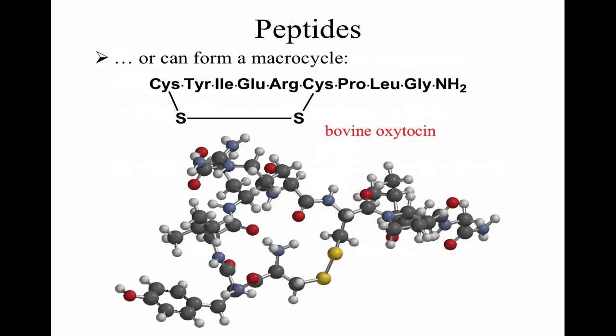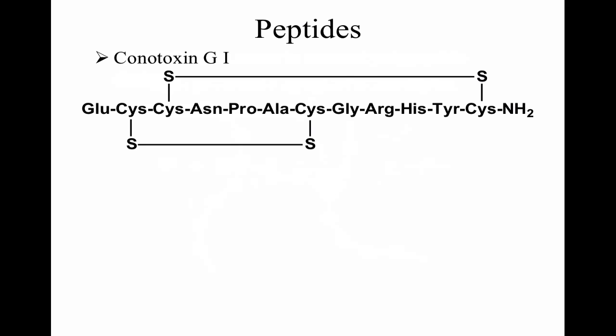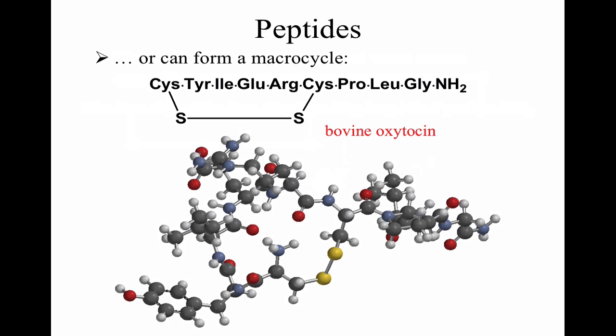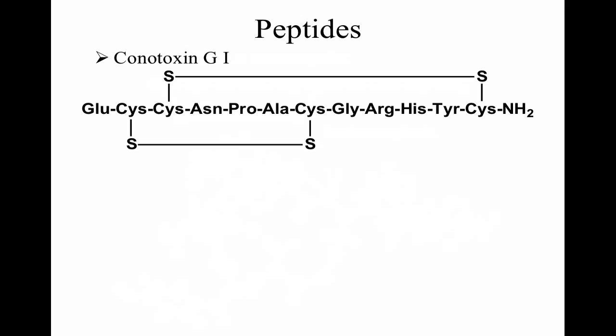And notice it's got this loop structure here, which kind of makes it look more globular. If we were to reduce that, it would take on a more linearized structure and not have any activity whatsoever. So this disulfide bond is actually quite important in this particular peptide. It'll form a loop there, yep. Now you can actually have disulfide bonds that connect different strands that don't actually form a loop.